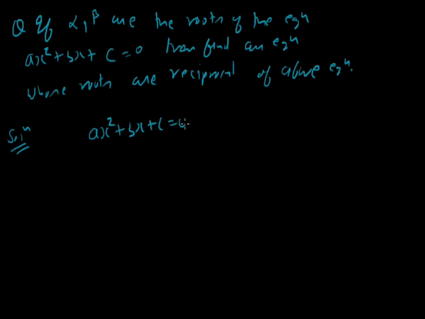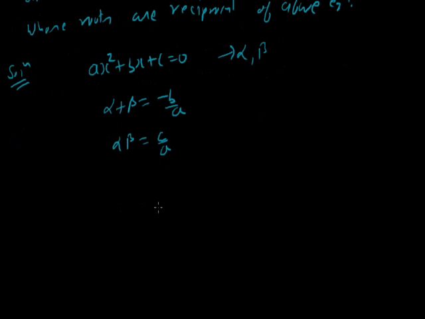ax square plus bx plus c equals to 0, इसके रूट्स हैं हमारे अल्फा एंड बीटा। अल्फा प्लस बीटा दैट इज सम ऑफ रूट्स इज माइनस b upon a, product of roots c upon a, that we know that. Okay, now we have to form an equation whose roots are reciprocal of the above equation, that is ax square plus bx plus c. So the roots of the equation are the reciprocal of the above, that is 1 upon alpha and 1 upon beta.